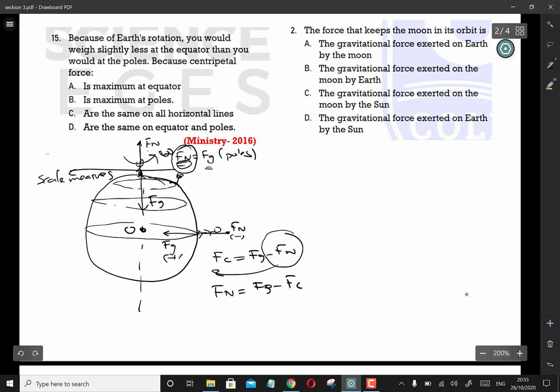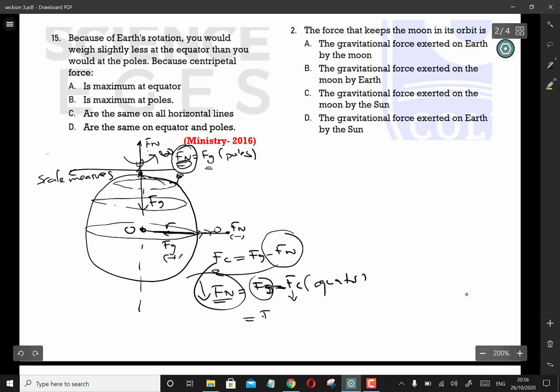This tells you that Fg cannot change, because Fg depends on your mass and g, but Fn is changing. Compare the equator and the pole. At the pole, Fn is exactly equal to Fg, but at the equator, Fn is equal to Fg minus Fc. That's why Fn gets smaller, and the scale will measure a smaller value than it measures at the poles. The reason is Fc. Fc is maximum at the equator because R is maximum at the equator, so the radius of the circle gets its maximum value.